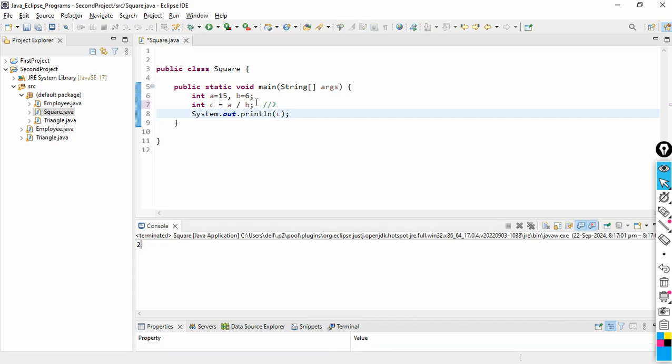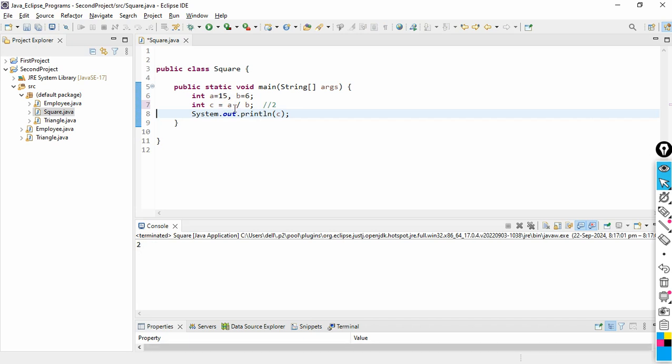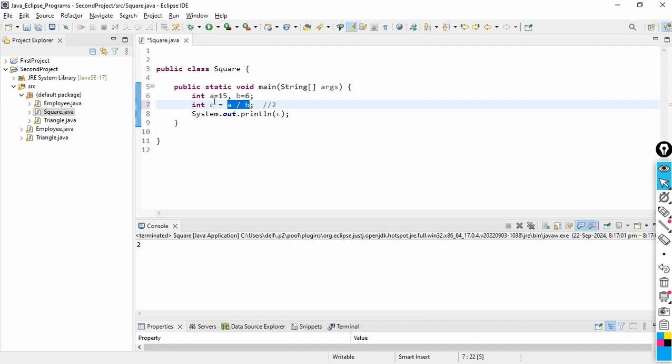Okay, sir, how can we then get the double answer? If any one of these two values is double or float, you will get the result in decimal points. How? Let us see an example. Suppose I take double D is equal to A divided by B. Now one of A and B should be a double value. So I am going to write double of B. Then what is the output?